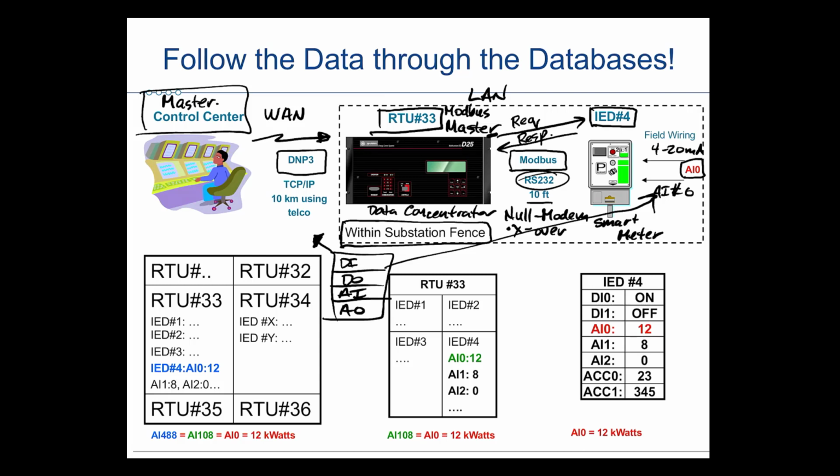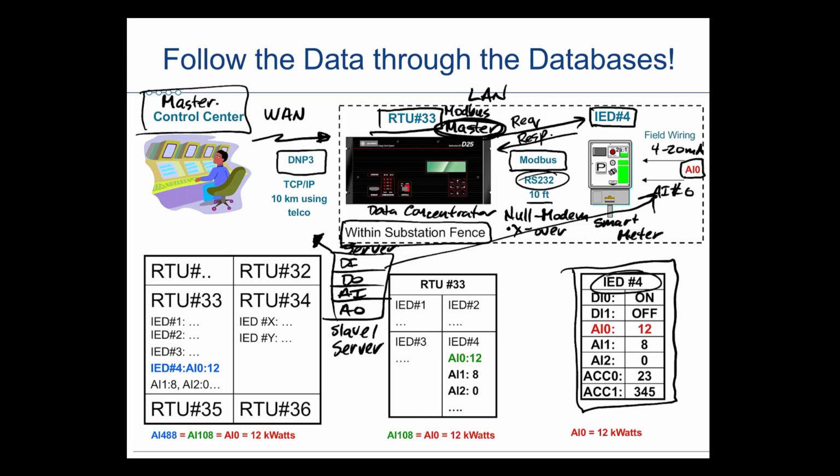For the local area, the RTU33 is the master. It's the client for the local area. But to the wide area, the RTU plays the role of server or slave now. So this is the slave or server to the wide area network. Okay, and that's really what's being demonstrated here. Here is the data map of IED number 4.